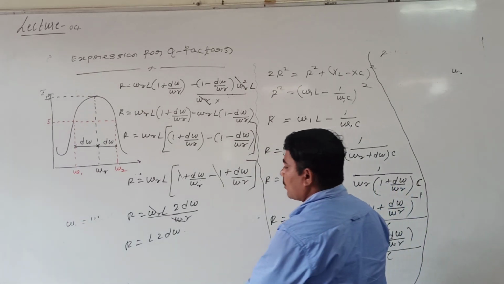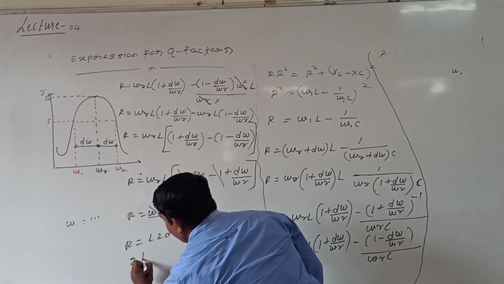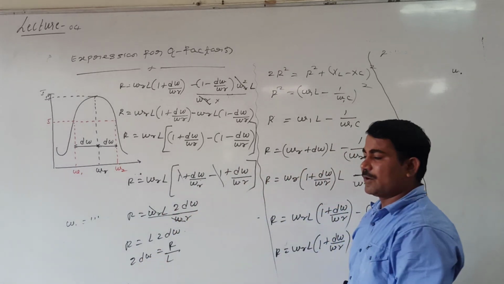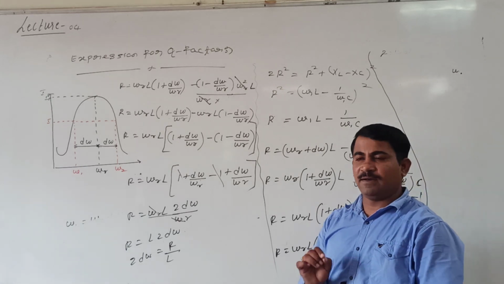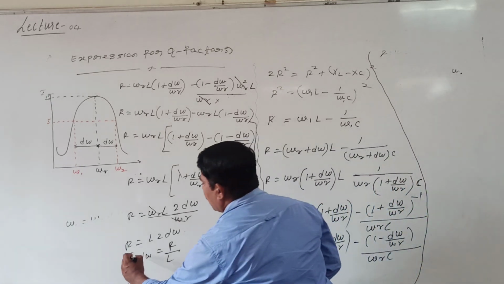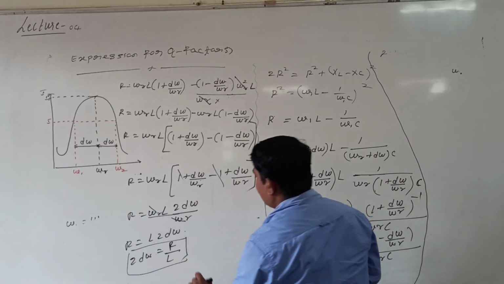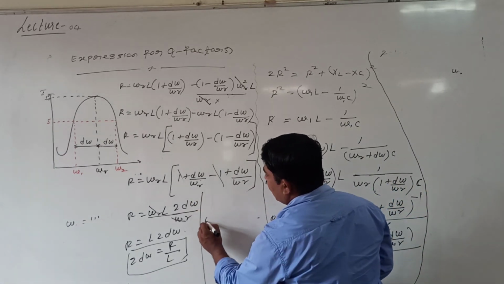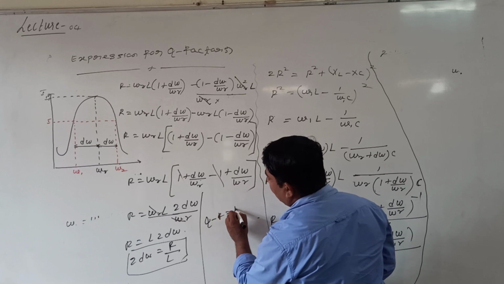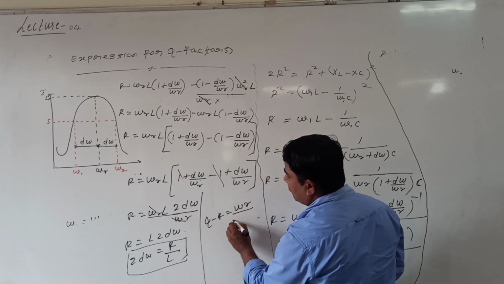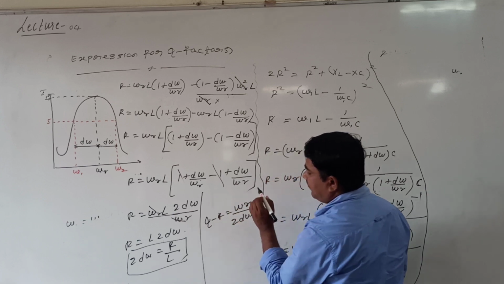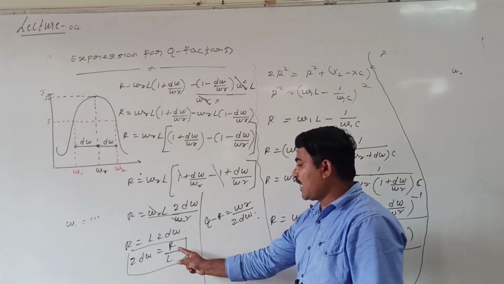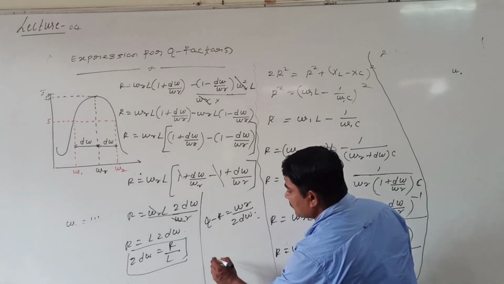Or from this, 2d omega is equal to R by L. Remember this one. We got the Q factor expression earlier. What is the Q factor here? Q factor is equal to resonant frequency divided by bandwidth. Bandwidth was 2d omega, which we obtained earlier. But 2d omega is equal to R by L. Simply I can put this value then.